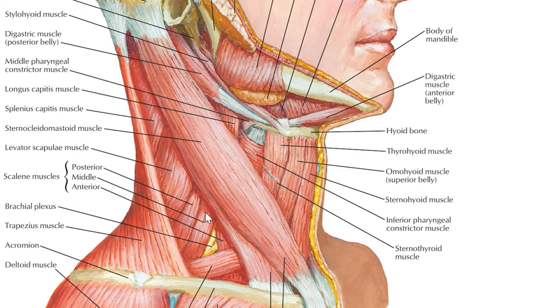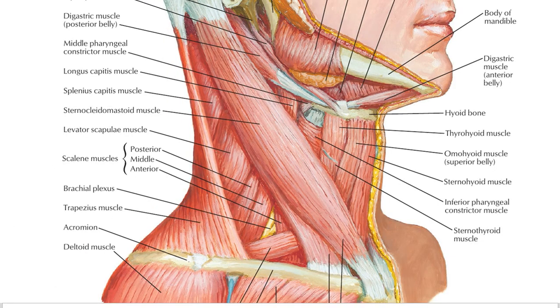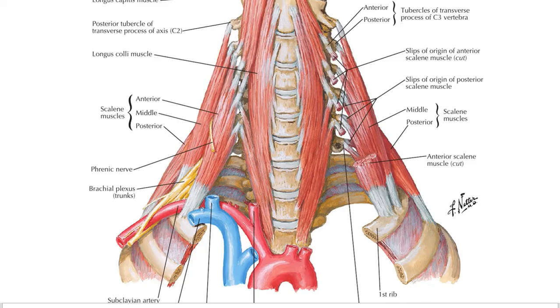So as I promised, I'm going to show you the scalene muscles. These are the scalene muscles. At one end they are attached to the vertebral column, and at the other end they are attached to the ribs. They are three in number: anterior scalene, middle scalene, and posterior scalene. And between the anterior and middle scalene we have the brachial plexus coming out, and the subclavian artery.